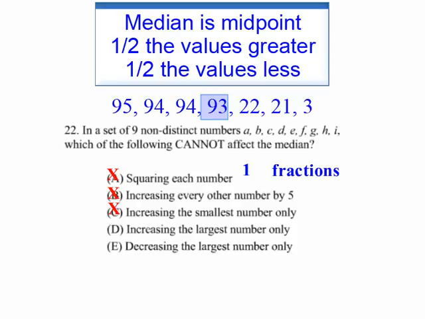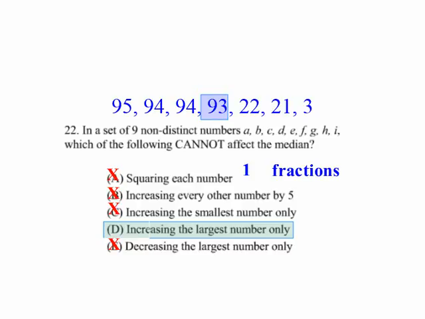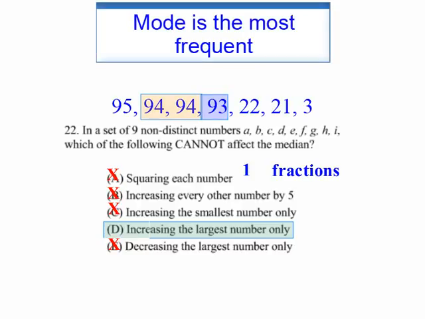Increasing the largest number only isn't going to change that median. It's already the largest. So if we increase it, we just make it bigger. Decreasing the largest number only, yeah, logically, we could take that 95 and subtract 100 from it. That would change the median. So our answer is D. Let's also take a chance here to point out that the mode of these numbers, the most frequent or common score, would be 94, because there are two 94s there.